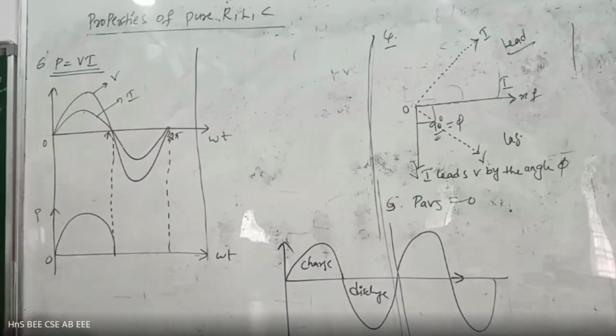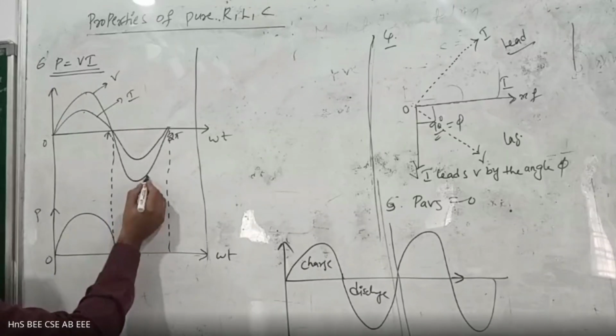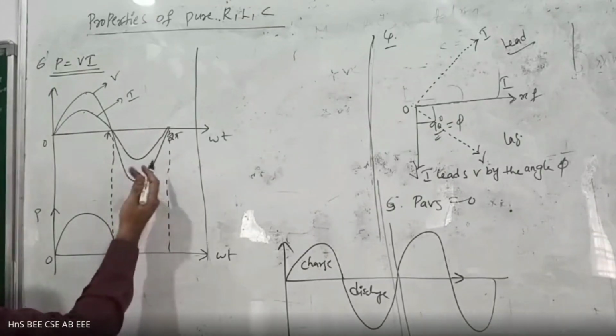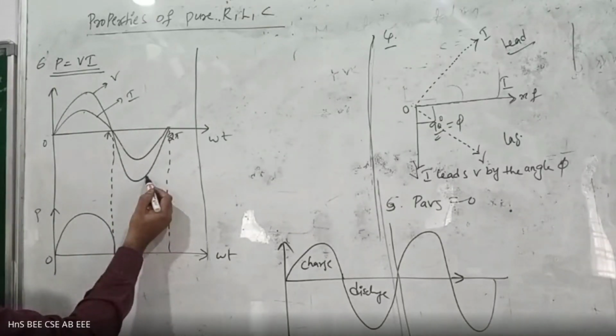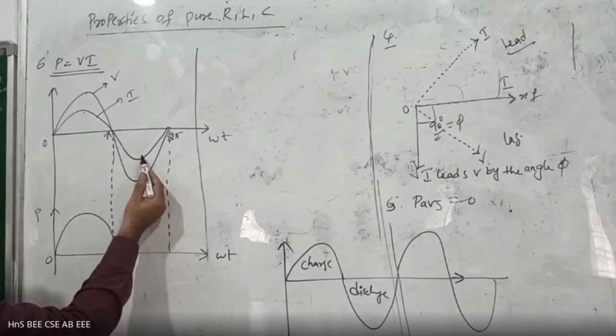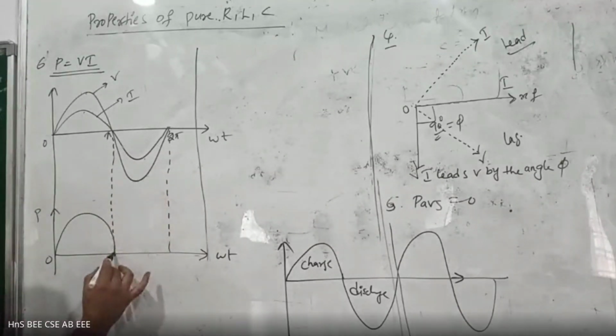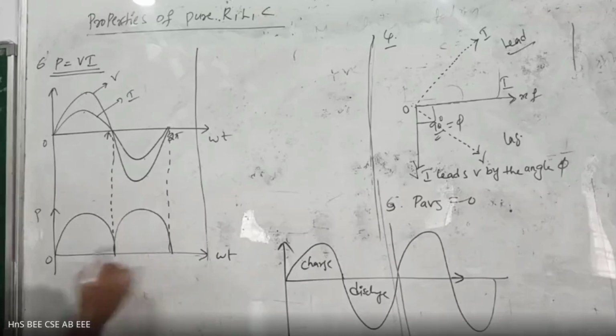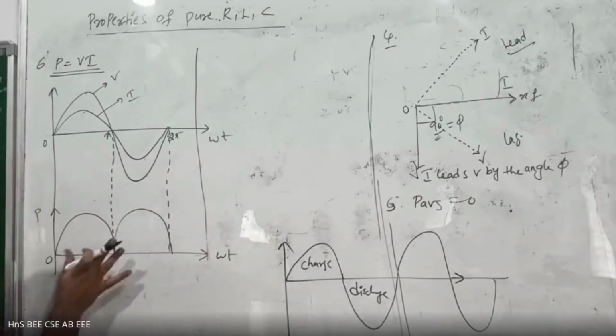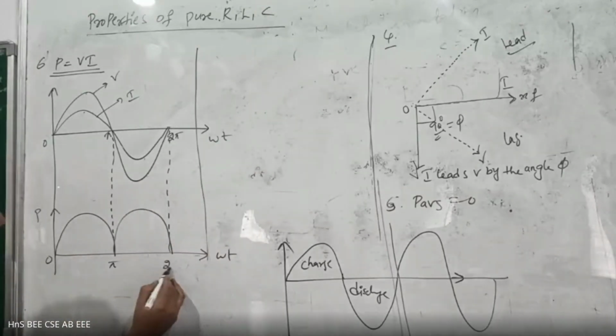Plus into plus. Now coming to this power equation. Sorry, voltage equation. Voltage is negative, current also negative. Negative into negative, positive. Next, positive again, the same waveform repeats. This is the power equation.